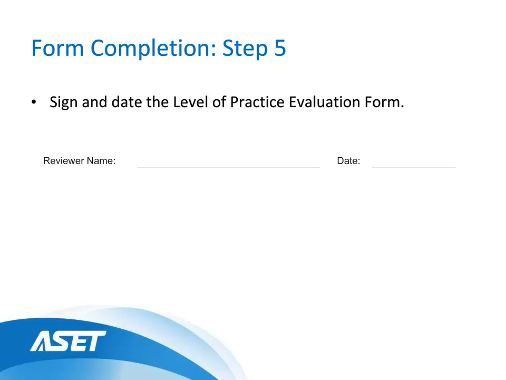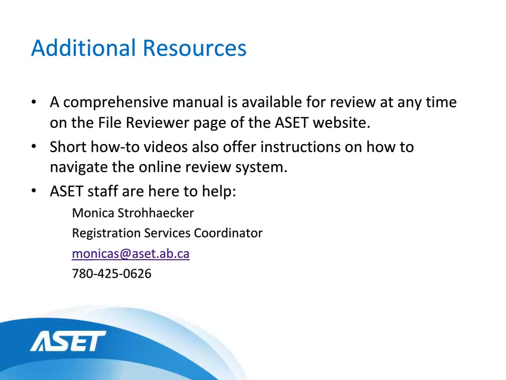The final step is to sign and date the level of practice evaluation form. The file reviewer may then upload the completed form for review by ASET. ASET staff will review the evaluation to verify all necessary information is provided, and, if recommended by the file reviewer, will follow up with the applicant to obtain additional evidence of competency. The evaluation and any additional evidence of competency will then be reviewed during the full review of the applicant's file by the ASET Board of Examiners.